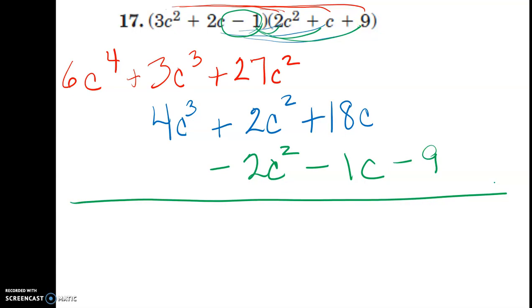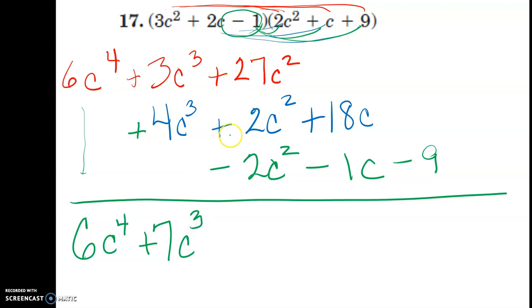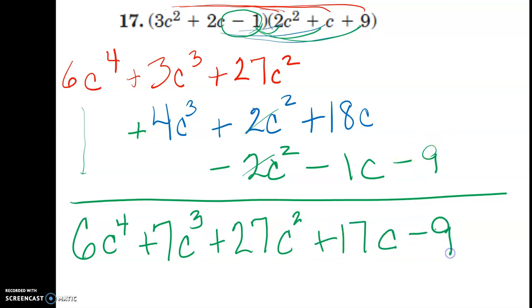So I'm just going to bring them down through. There was nothing to join with this guy, so 6c to the 4th. I have 3c cubed and 4c cubed, and they're both positive, so that's going to give me a 7c cubed. I have a positive 27 plus 2, which is a positive 29, but I'm going to subtract 2 from there, so these actually canceled each other out right here, so I get a positive 27c squared. Positive 18 minus 1c gives me a positive 17c. Nothing goes with the 9, and so here we go.